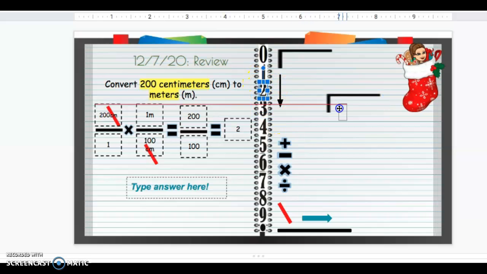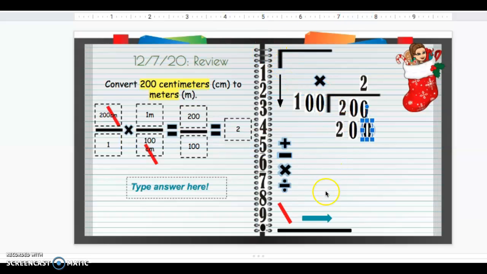200's on top, so 200 goes in the house. 100 goes on the outside. And you can simply ask yourself, how many times does 100 go into 2? But you can ask yourself, how many times does 100 go into 200? Well, think about it. If you have 100 and then you have another 100, that's 200. So 100 times 2 gives you 200.